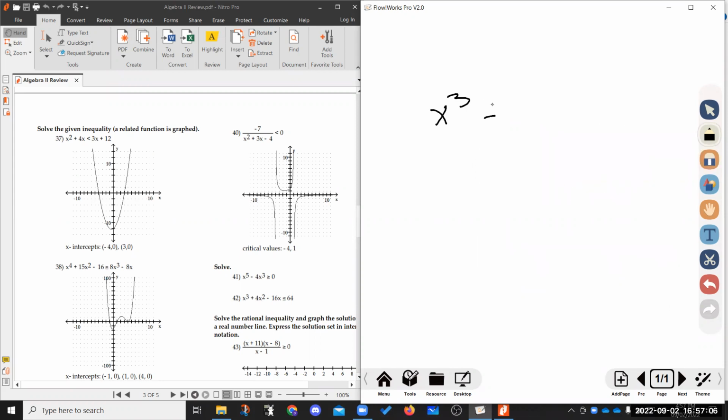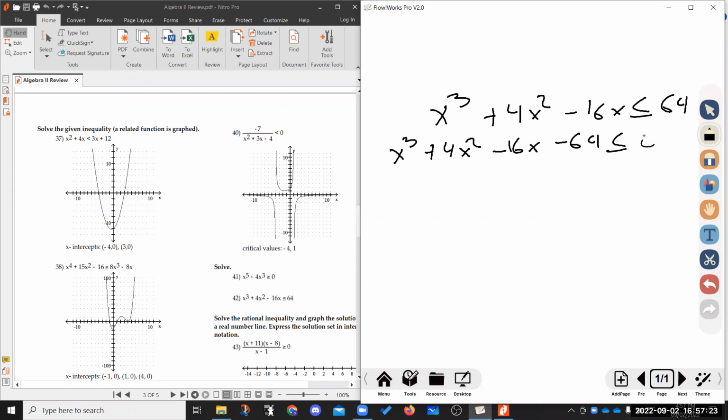X to the 3rd plus 4x squared minus 16x less than or equal to 64. I'm going to bring 64 over to the left. X to the 3rd plus 4x squared minus 16x minus 64 less than or equal to 0. Factor by grouping here.